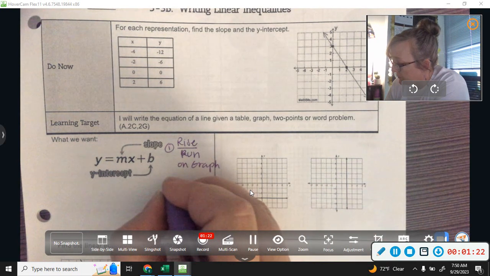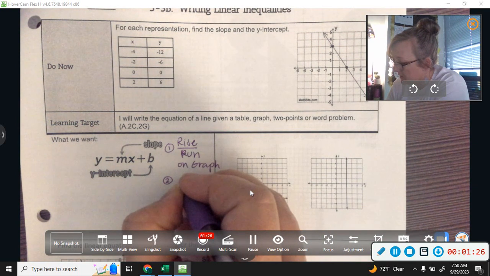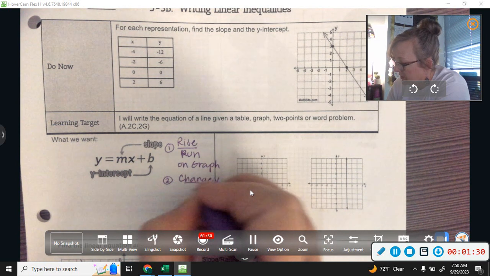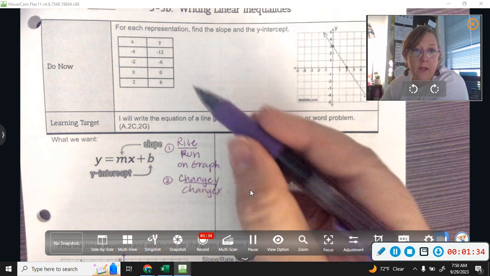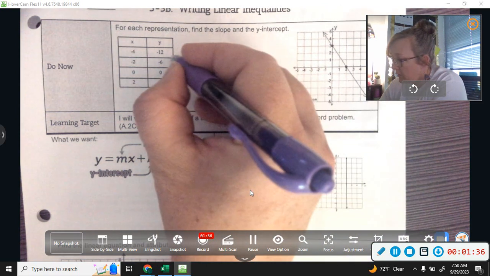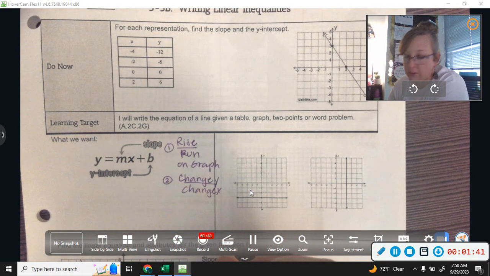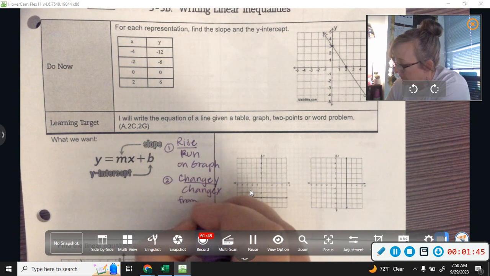We've also looked at slope by looking at tables and finding the change in y over the change in x, right? And that is our slope. So you can go this way. How much is it changing over here versus how much is it changing over here as a fraction? And that's from a table or 2 points.